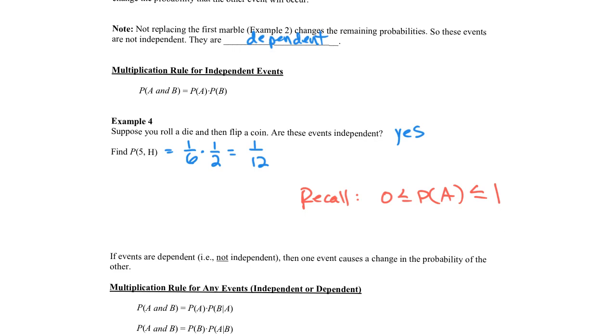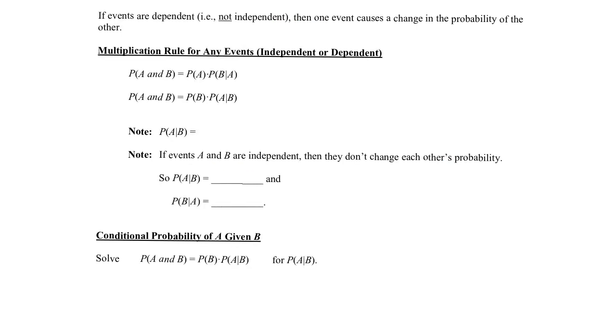So if the events are dependent, in other words, not independent, then one event causes a change in the probability of the other. So now we look and we've got some other multiplication rules. These are only called multiplication rules because in the formulas we have to multiply these probabilities. The multiplication rules are really going to be used whenever we have an AND. So we have a probability of A and B. Whenever we have these and, like both events have to happen, then we use this multiplication rule.